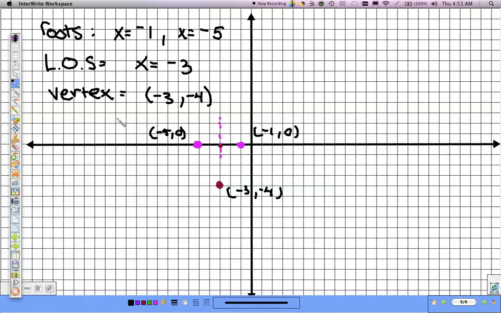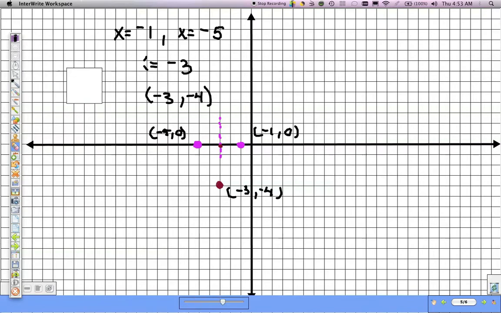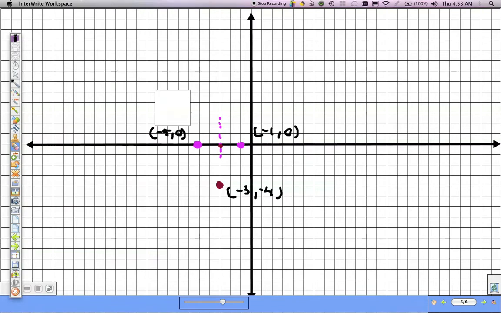(-3, -4). Now, to go ahead and sketch the graph, I know what my basic shape is going to be. Hopefully, you're getting used to looking at that shape, because every quadratic function is going to have a shape that's similar. It might be a little bit more narrow, it might be a little bit more wide, but it's always going to be similar.